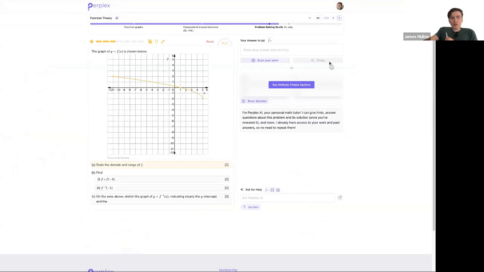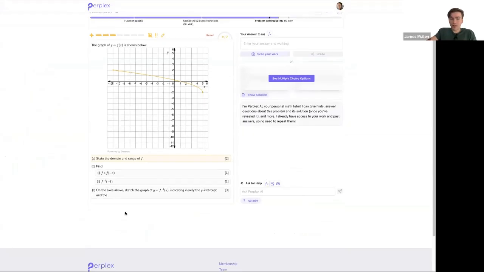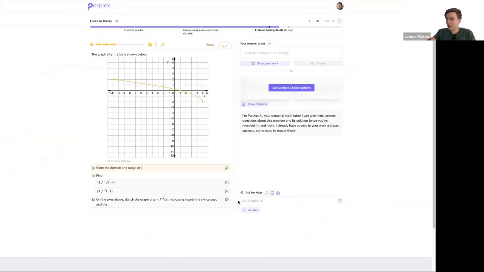So I have drawn the graph of f in this diagram, and I want you to start by finding the domain and range, and then f of minus 4, f negative 1 of minus 1, and y is equal to f negative 1 of x. So I'm going to give you guys 2 minutes to get started and get a bit of a head start on me, and then I will continue.